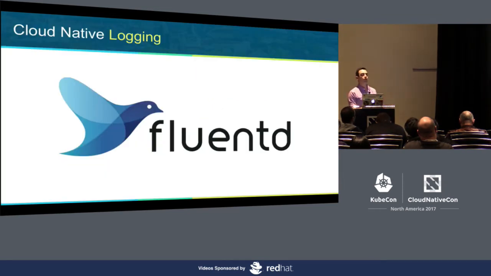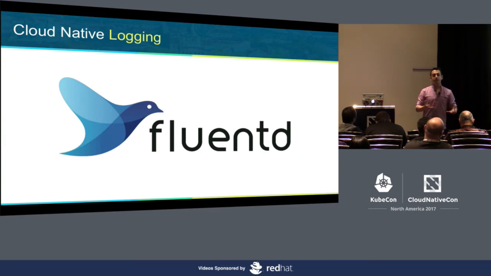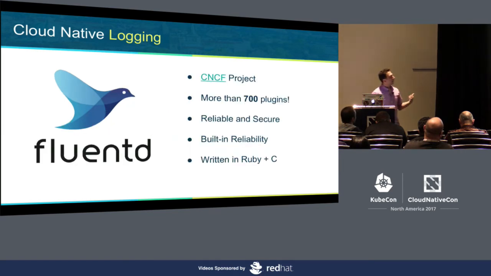And that's what Fluentd is. Fluentd is an open source project under the Apache license and now under the CNCF, which allows you to implement a full logging pipeline in your architecture. It does buffering and also filtering, which is really good. As we said, we have more than 700 plugins available. We have reliability, security, and it's written in Ruby and C.